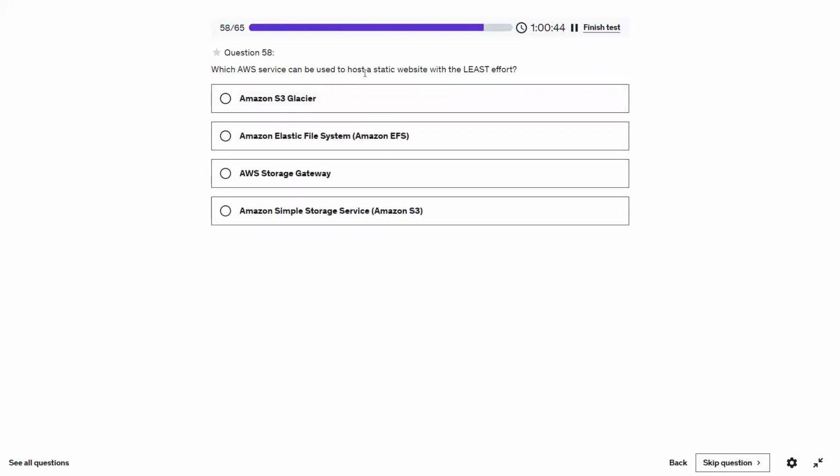Which AWS service can be used to host a static website with the least effort? If you want the least effort, we can go with S3. On S3, there is a video of mine in which I show you how to host a static website on your S3.